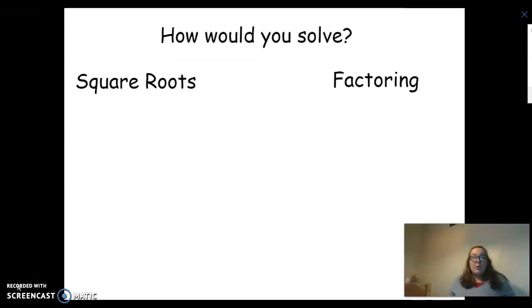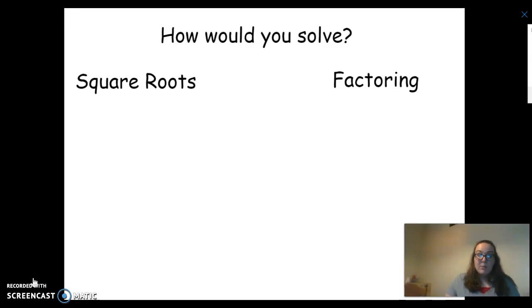Now, what I want to do a quick talk about, we talked about a little bit in our live session on Friday, okay, but I want you to get a little bit more here. How would you solve? Meaning, when and what do you know when to solve by square roots versus solving by factoring?